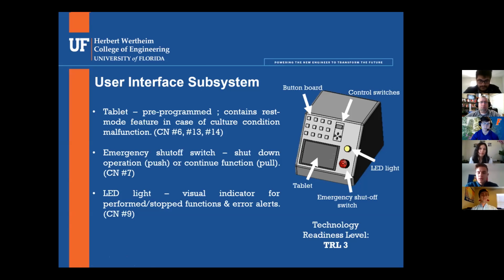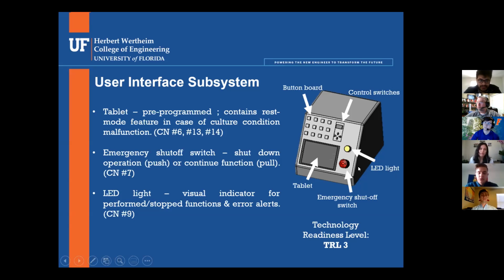In the case of this emergency or any other, the system would enter automated safe rest mode, and the actions will stop until the emergency shutoff switch is either pulled by the user to continue the actions or pushed by the user to completely shut off the reactor's actions. This satisfies customer need number 7. The LED light will serve the purpose of a visual indication of whether the function is being successfully performed. It will light green, or if the functions have stopped, it will blink red. This would satisfy customer need number 9.